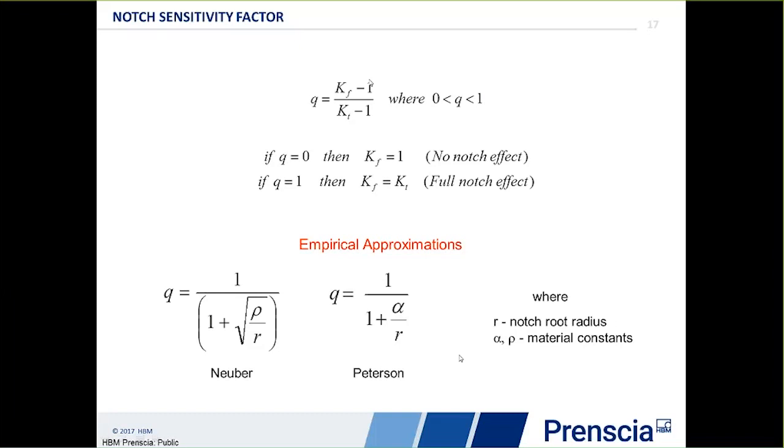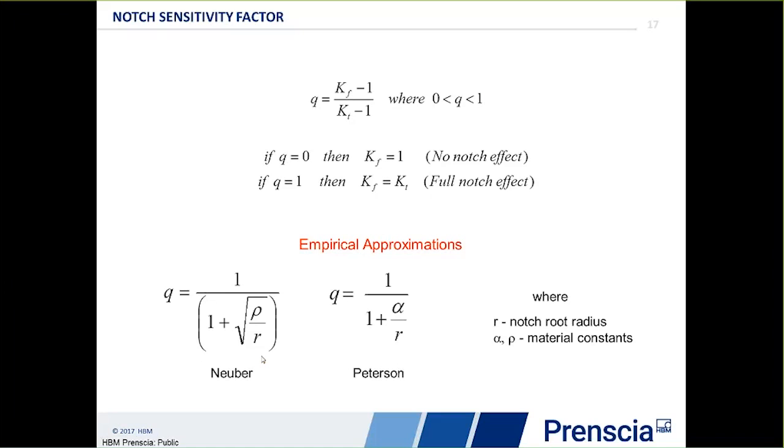But the other thing I wanted to point out is when we look at notch sensitivity, these are two different empirical approaches to estimate it. They're functions of two things. One, a material parameter, this rho or this alpha, is a material property that describes a material's notch sensitivity. And again, as I said, gray iron tends to be very notch insensitive. But this also has this R. This R is the radius of the notch. And what this is really describing is the size of the notch or the sharpness of the notch. And the smaller the notch, the sharper the notch, the less impact it has on fatigue.